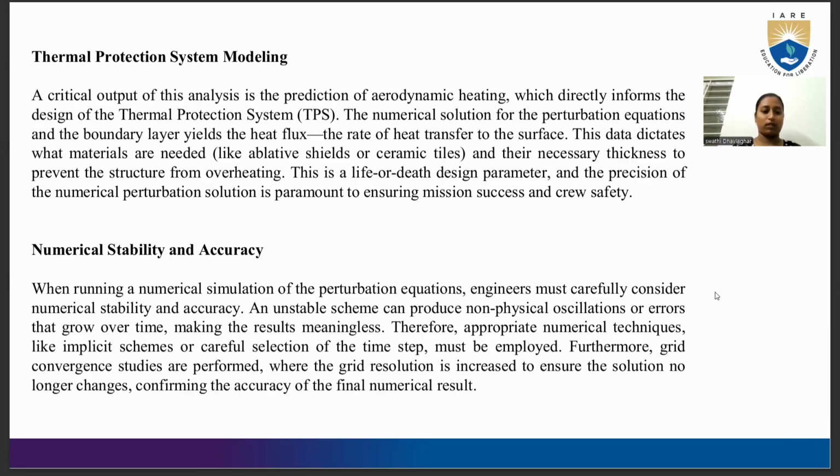Numerical stability and accuracy. When running a numerical simulation of the perturbation equation, engineers must carefully consider numerical stability and accuracy. An unstable scheme can produce non-physical oscillations or errors that grow over time, making the result meaningless. Therefore, appropriate numerical techniques like implicit schemes or careful selection of the time step must be employed. Furthermore, grid convergence studies are performed, where the grid resolution is increased to ensure the solution no longer changes, confirming the accuracy of the final numerical result.